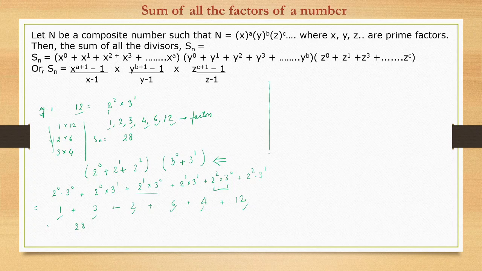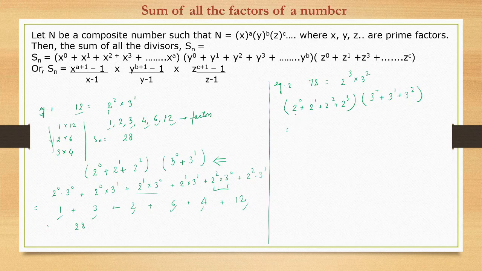Now, if we take another example, let's go back to our example of 72. So 72 can be written as 2 raised to power 3 into 3 raised to power 2. Now we'll try to find the summation of the factors using the approach which I just discussed here. So we can write it as 2 raised to power 0 plus 2 raised to power 1 plus 2 raised to power 2 plus 2 raised to power 3, into 3 raised to power 0 plus 3 raised to power 1 plus 3 raised to power 2, right?